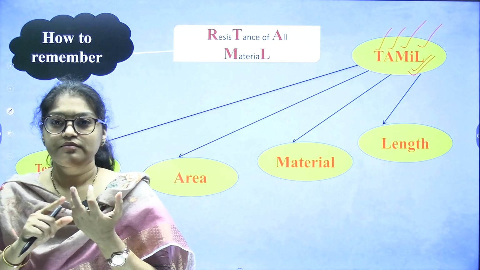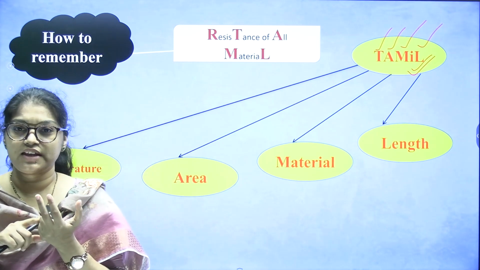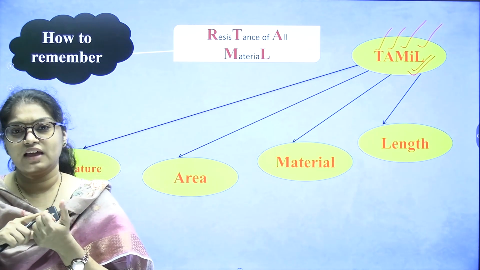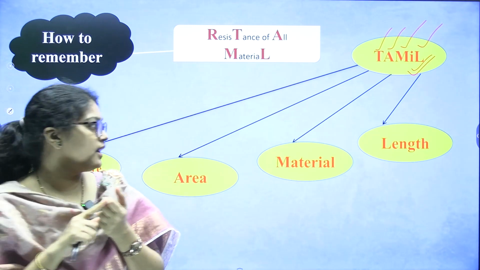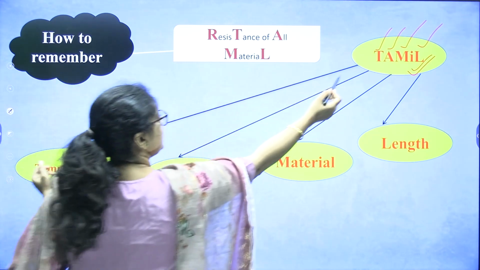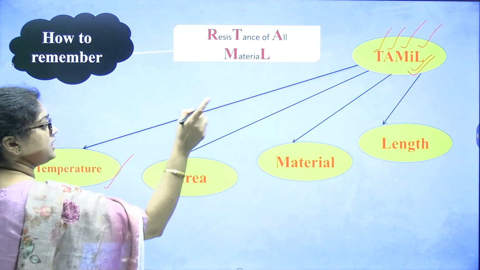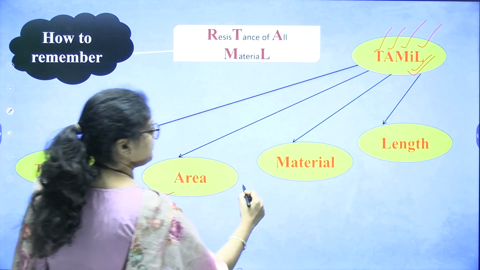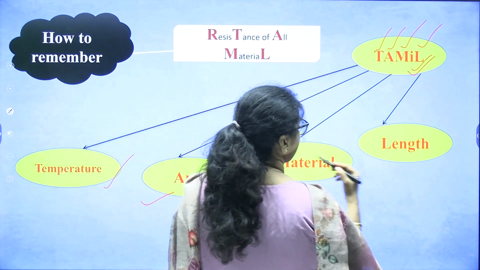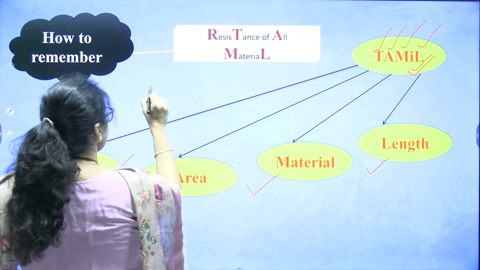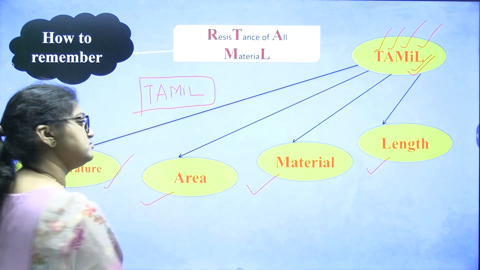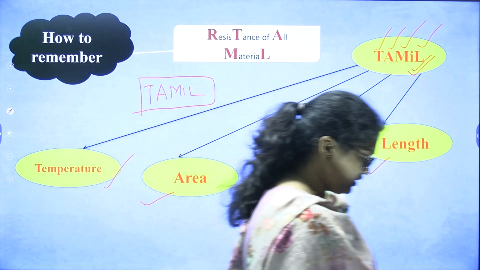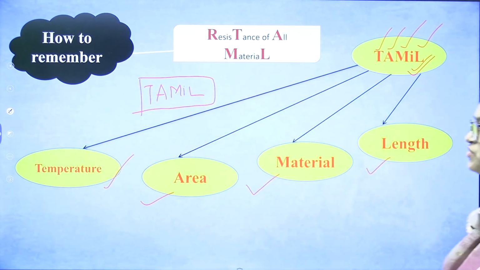Temperature, area, material, length. See, T, temperature; A, area; Mi, material; L is length. So use the code Tamil. Clear? Just check it. Just have a glance.